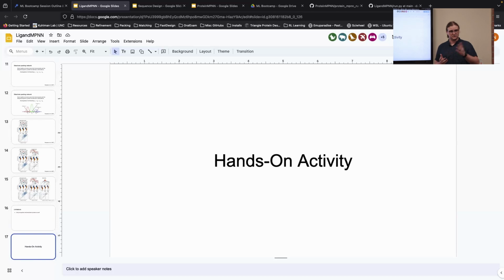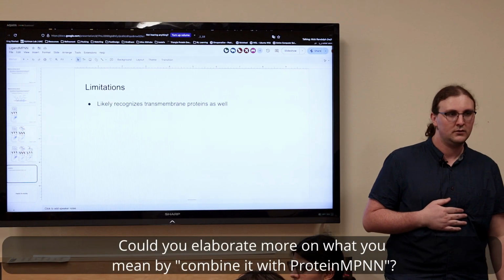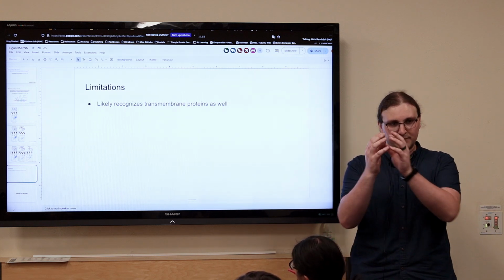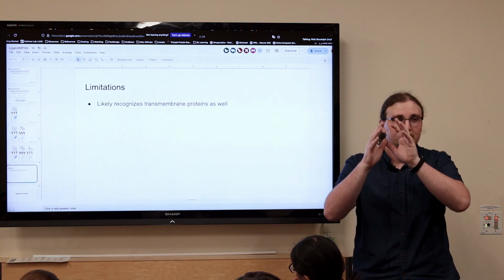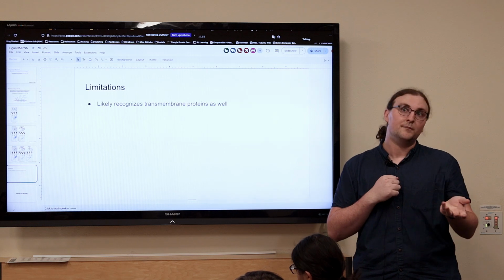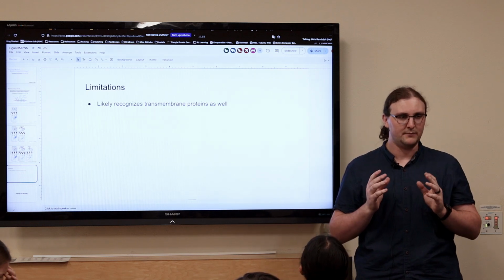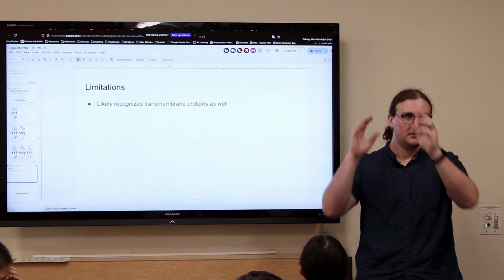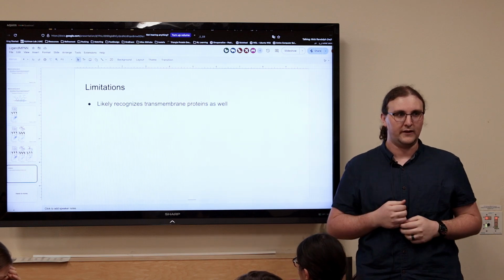Are there any final questions? Could you elaborate more on what you mean by combine it with ProteinMPNN? Yeah, so for example, you can take maybe an active site, redesign the residues of that active site, and then redesign the rest of the protein given the active site. When you're dealing with the transmembrane, you probably don't want to model all the lipids in the transmembrane. You can probably just tell ProteinMPNN to design the transmembrane helices or whatever. And then if there's a small molecule in the extracellular region or the intracellular, you can model that with LigandMPNN.